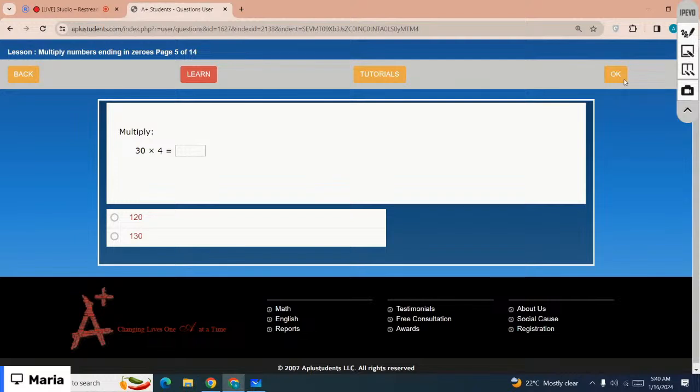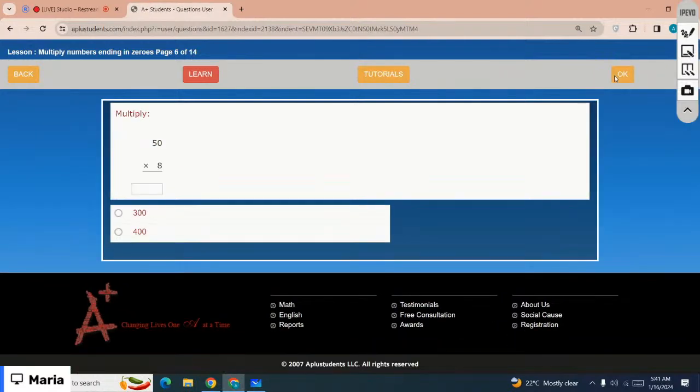Multiply 30 times 4. Which is the correct option? 4 times 3 is... Yes, that is 12. So the correct option is... Yes, that is 120. Very good. The correct option is 120.